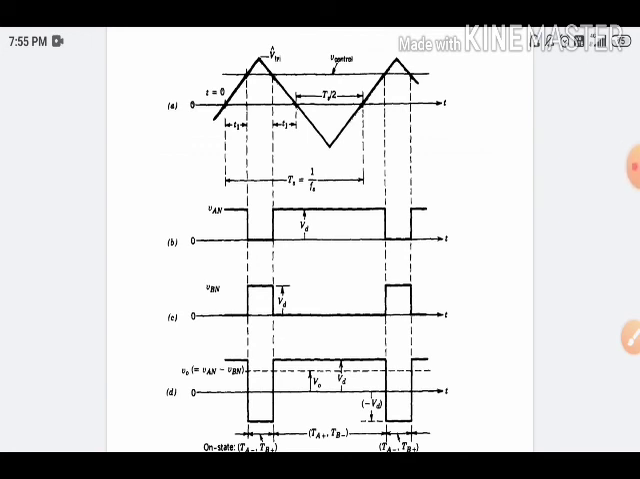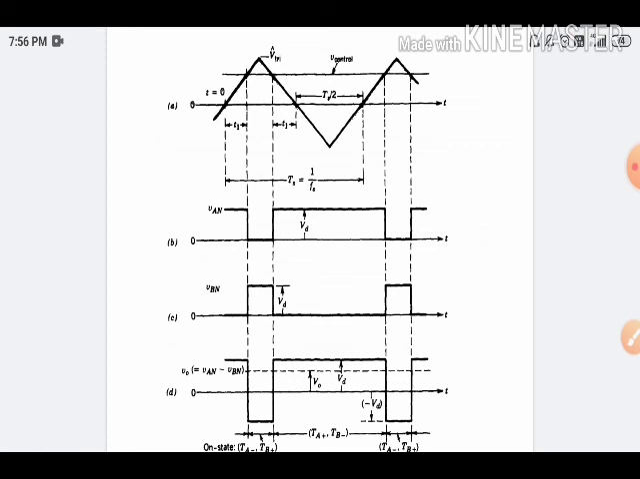There is a term called blanking time. If we want to add non-linearity to the output voltage, we can do it with blanking time. Here we consider the switching pairs, and in between switching transitions we consider a short interval when both are on or both are off. Intentionally we keep some blanking time to add non-linearity.